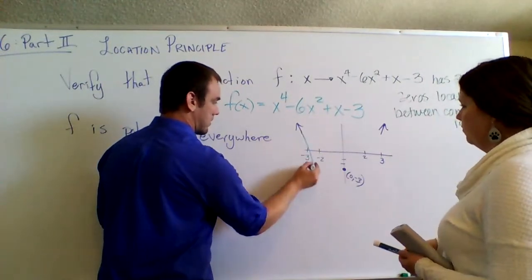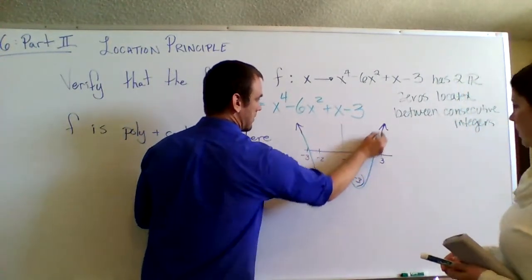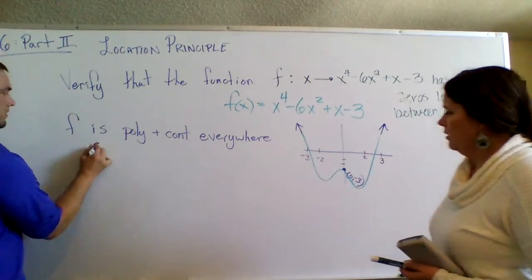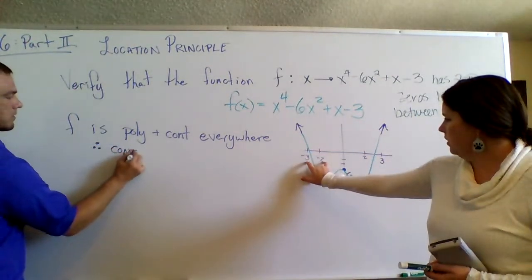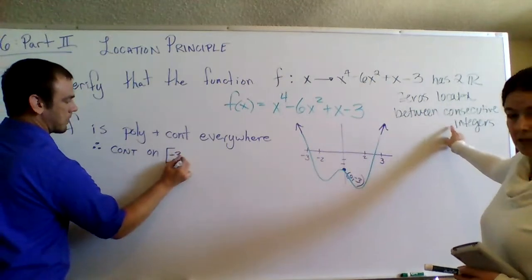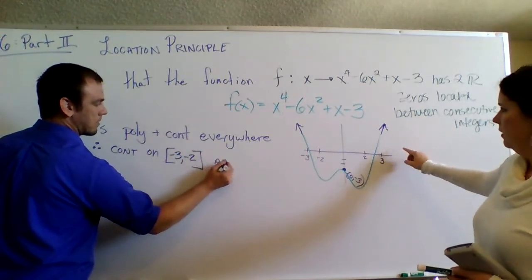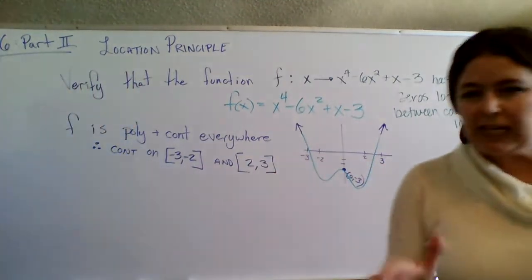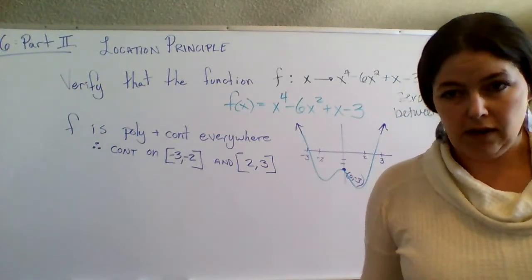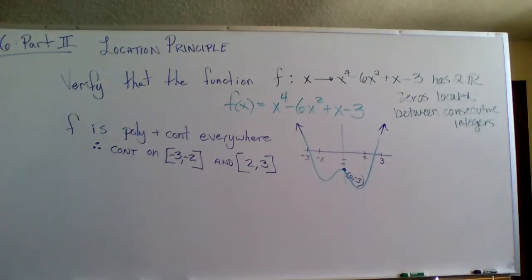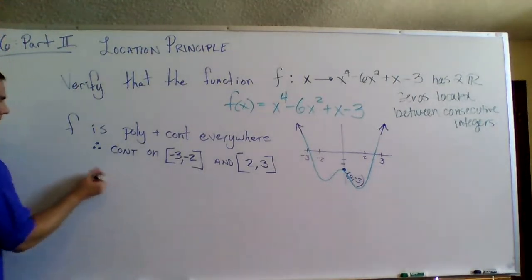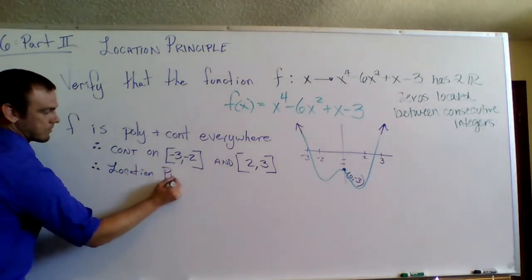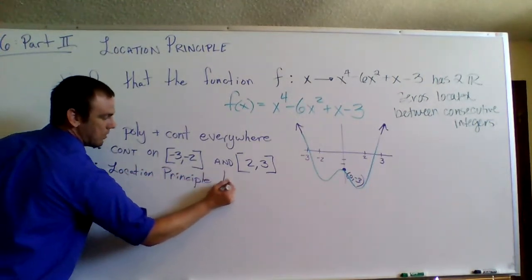So now that we have more of an idea of what the graph looks like, we can add to this. f is a polynomial, continuous everywhere. Therefore, continuous on this first closed interval, which are consecutive integers, -3 to -2, and continuous on the next closed interval from +2 to +3. Remember, we're not finding the zeros. That's not the point. We're proving that they're there. Sweet. Therefore, location principle holds true.